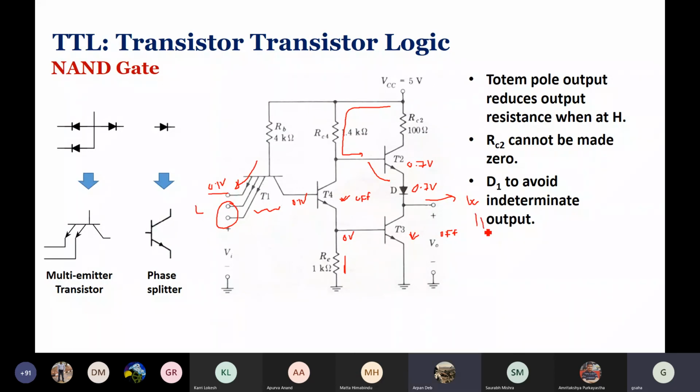Sir, yes, please. If we connect the diode in the base of transistor T2, will there be any change or is it the same? It will be the same.